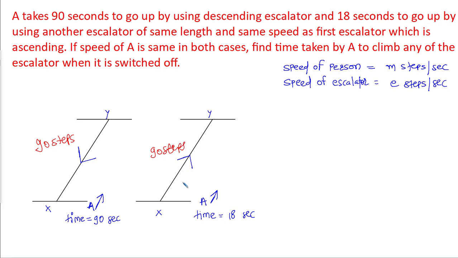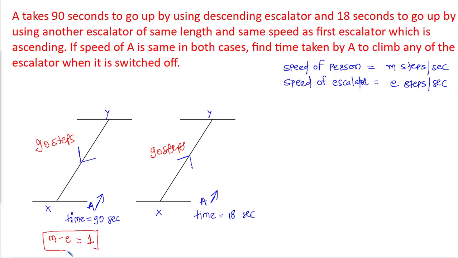So over here, in the first case, the effective speed of the man becomes how much? The effective speed of the man is m minus e, because the escalator and the man are traveling in opposite directions. So in the first case, the man travels 90 steps in 90 seconds. So the effective speed of the man becomes 1 step per second. So the value of m minus e is equal to 1.